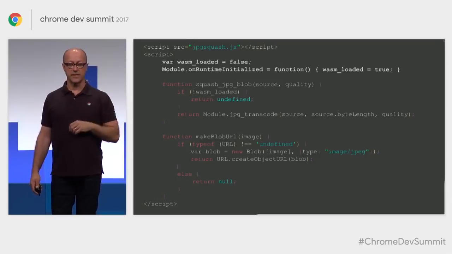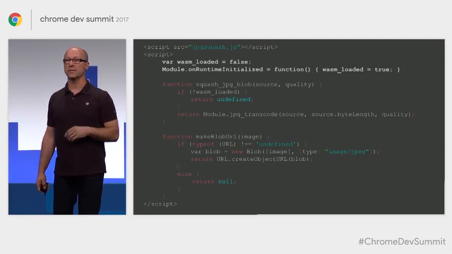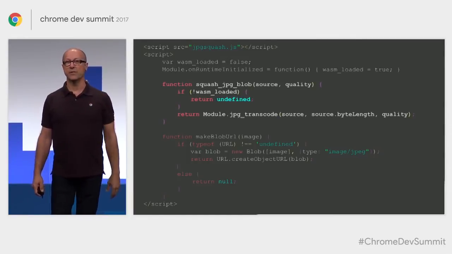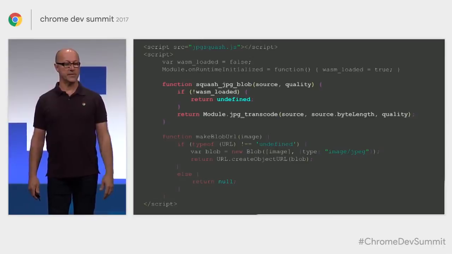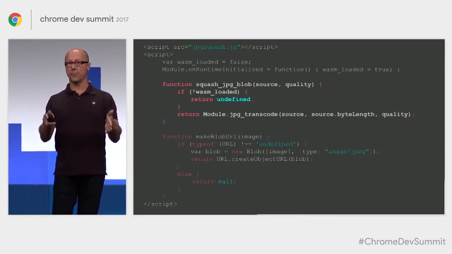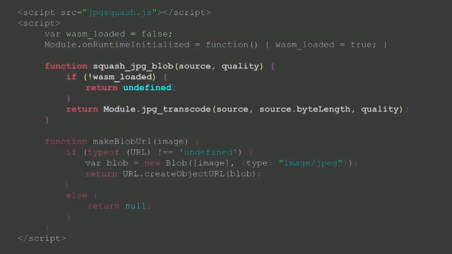I set that to a function, and that function will be called when my WebAssembly is ready. And it just sets the Boolean to say, I can use this stuff. And so this is the simple function I wrote to squash JPEGs. It takes two arguments. The source is a typed array containing my original compressed JPEG image. The second argument is the quality I'd like to compress it down to.